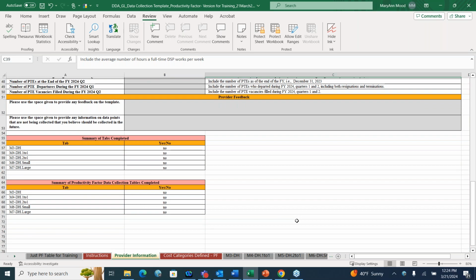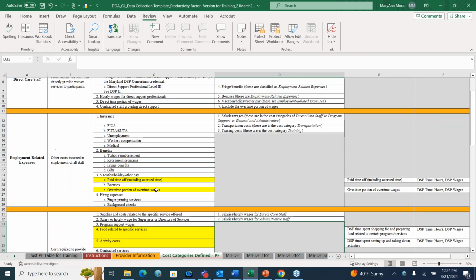Towards the bottom, there is this summary of tabs completed. This will auto-populate based on the tabs that you complete in the template. And once you've filled out the productivity factor table, this will also auto-populate, and it will populate even if you just have to answer the question that you weren't able to fill out that detailed information.